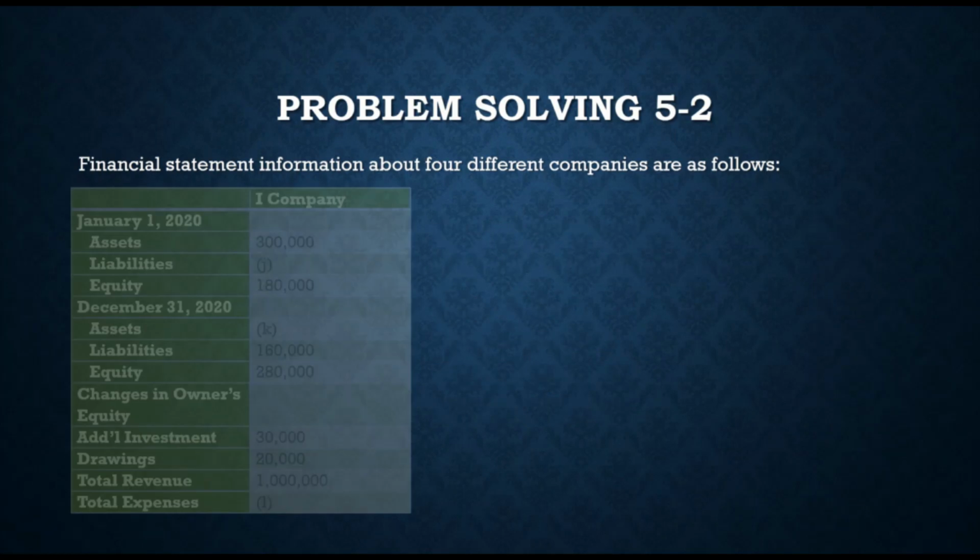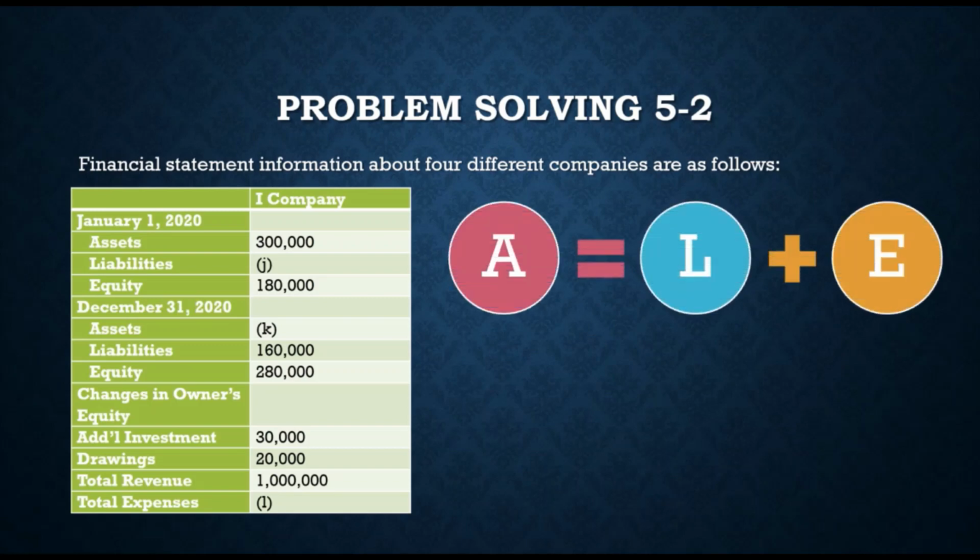So, pumunta naman tayo kay Company I. So, sa letter J, meron tayong asset na 300,000 and nawawala yung liabilities at the beginning of the year and may equity tayo na 180,000. So, 300,000 minus 180,000, ang ating liabilities at the beginning of the year ay 120,000. So, sa letter K naman, yung asset naman at the end of the year yung nawawala. So, meron tayo 160,000 na liabilities and 280,000 na equity. So, 160,000 plus 280,000, ang ating assets at the end of the year ay 440,000.